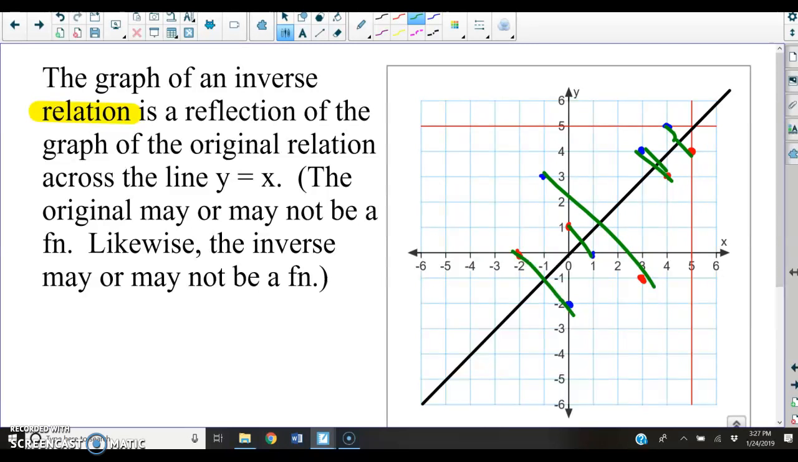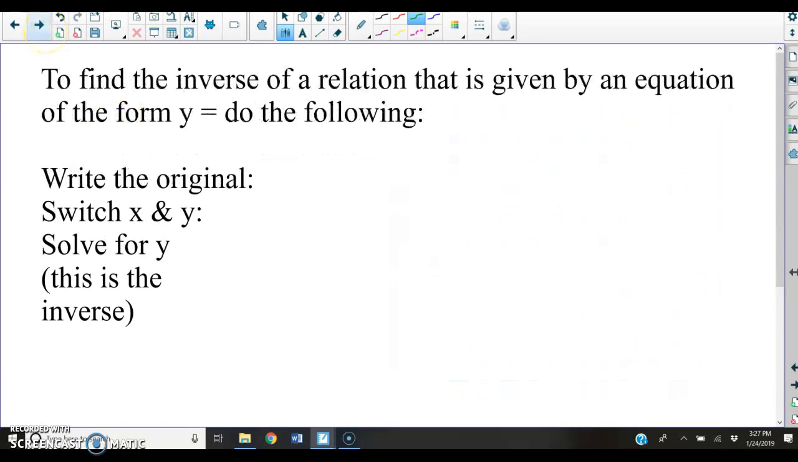Okay, the original may or may not be a function. The inverse may or may not be a function. This was just a pairing. But as we do more, you're going to see that they will reflect across that line. And in order for an inverse function and function to reflect, we're going to have to put some limits in the domain or the range.